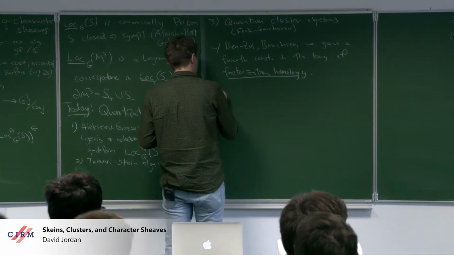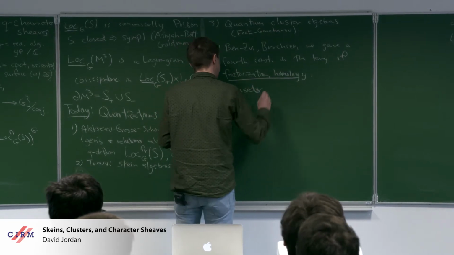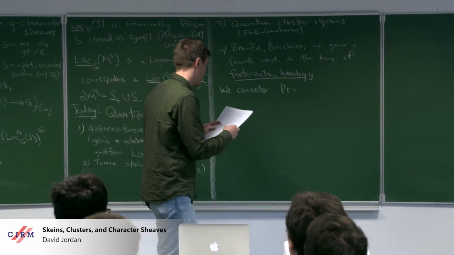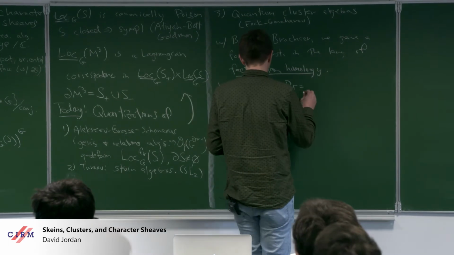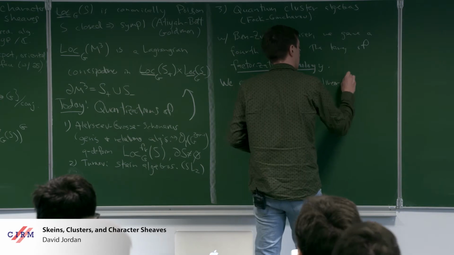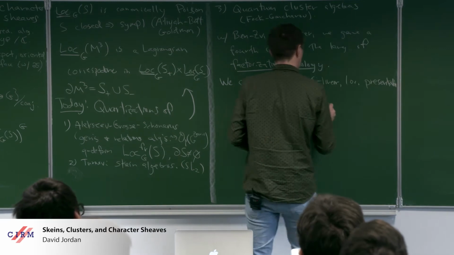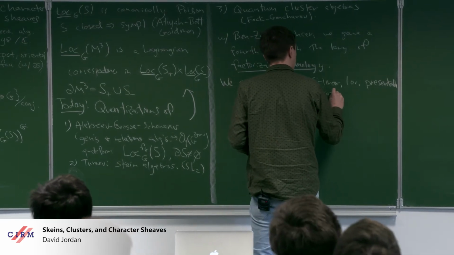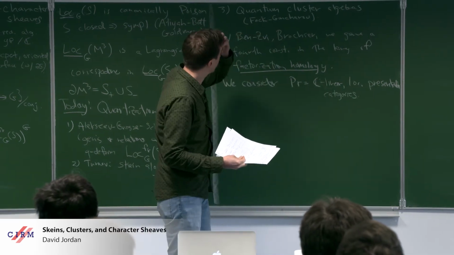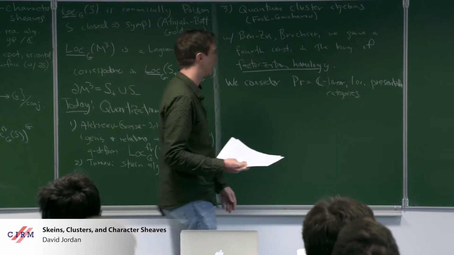Okay, so for factorization homology, we consider a certain two category called Pr, which is C-linear locally presentable categories. Here locally presentable is a mild generalization of abelian. If you want to think about just abelian categories for the rest of the talk, that's fine.